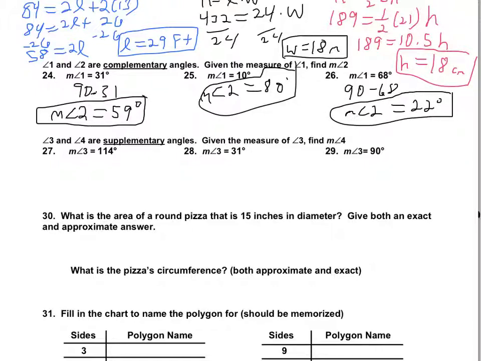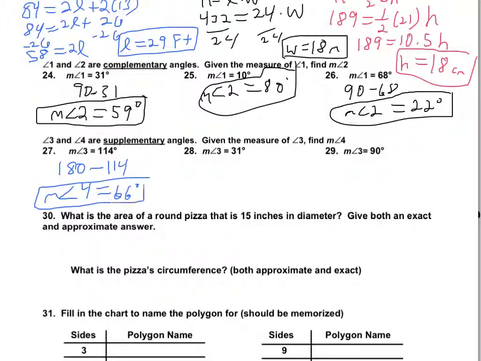The next three are the same except supplementary. Supplementary angles add up to 180. So you have to know the difference between those terms. And so if I have an angle of 114, I could do 180 minus 114, and that will tell me the measure of angle 4, because it says 3 and 4 go together. They're supplementary. So that's 66 degrees.